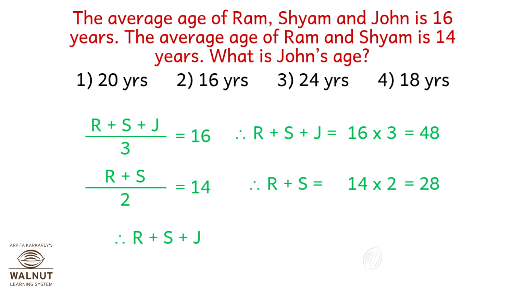Now, we substitute R plus S in the above equation R plus S plus J. We know that R plus S is 28. So we have 28 plus J is equal to 48. Therefore, J is equal to 48 minus 28, which is 20, which is option number 1.